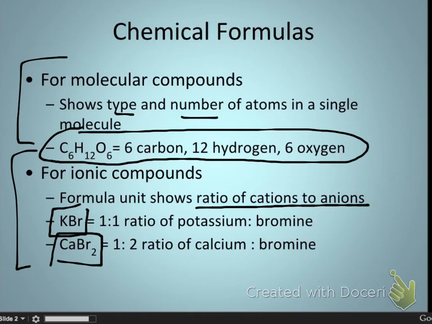A couple notes. You notice that there are no subscripts in KBr. If the subscript is 1, we don't put it in. So we don't show 1s as subscripts. Likewise, in calcium bromide, you'll notice that there is no subscript on the calcium. That indicates that there's 1 calcium for every 2 bromide ions.